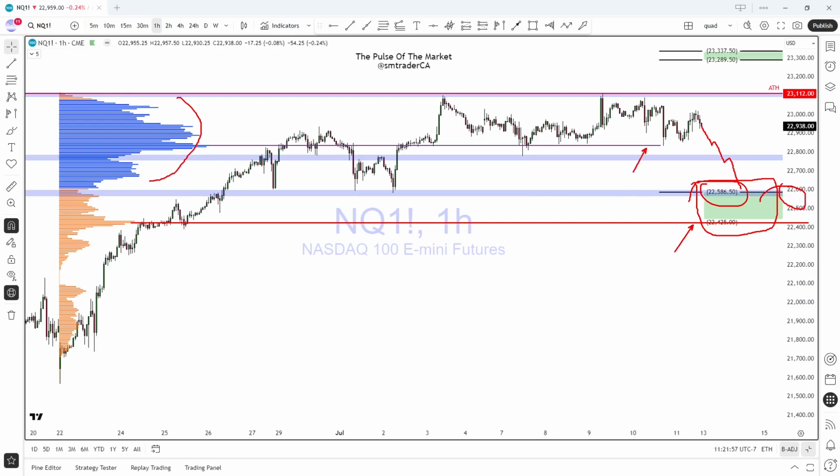The key thing is to watch this POC, and whether it breaks below this POC or holds above it. If it holds above, then the chances are it's going to go further higher and make a new all-time high. But if it dips below, then we could look for a retracement back down to the composite value area low at this 22,600 area.